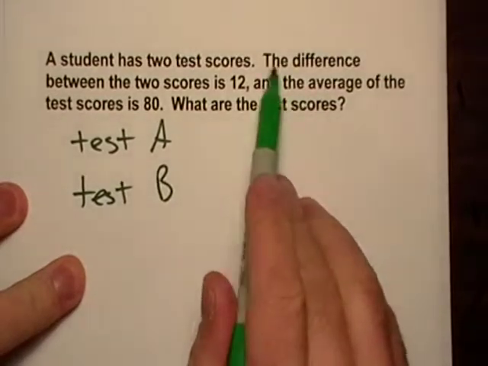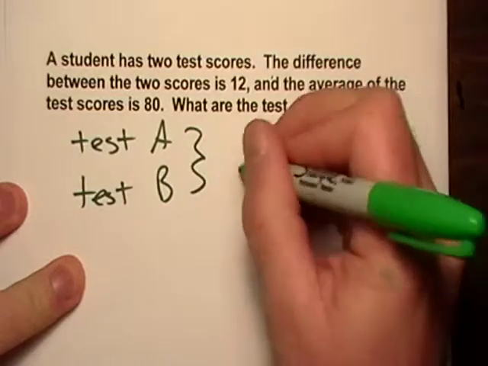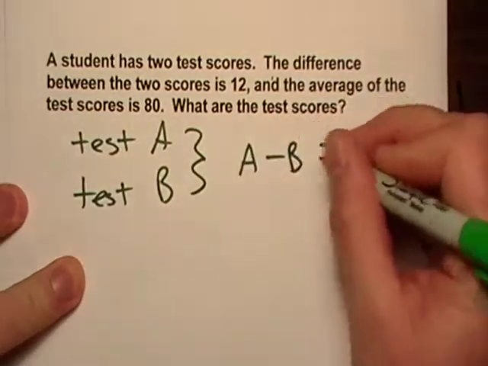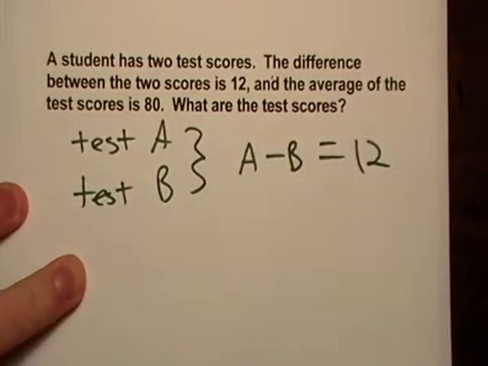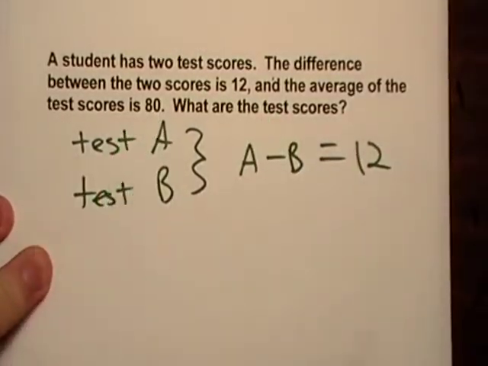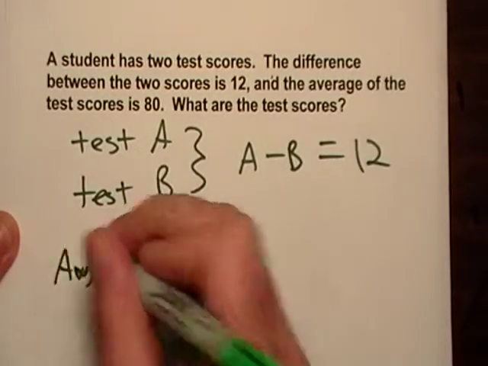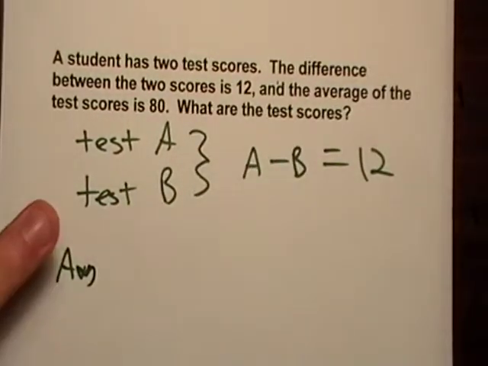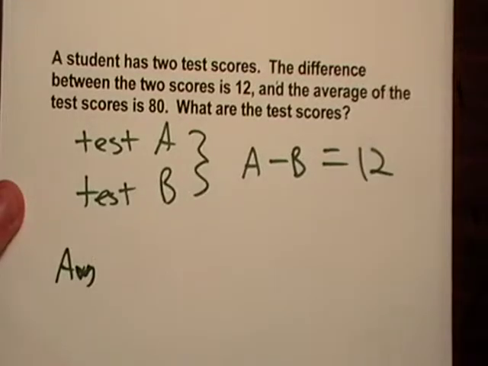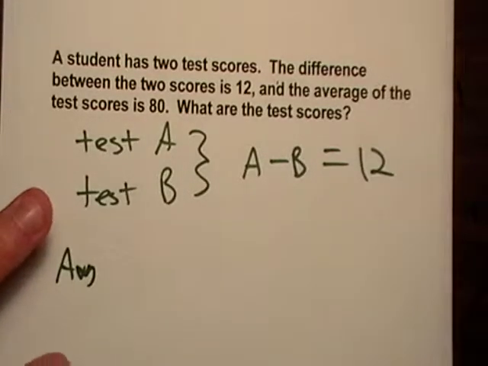The difference between the 2 scores is 12. So that tells me right away that A minus B equals 12. It also says the average of the test scores is 80. So remember the average of something. Let's say I wanted the average of 5 things. You'd add those 5 things together, divide them by 5 because there's 5 things, and then you get a number.